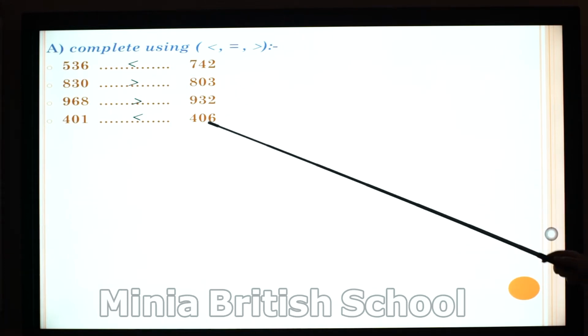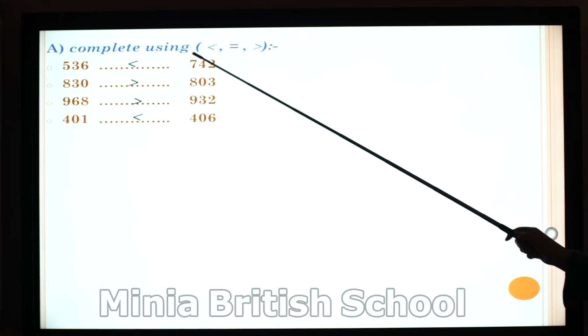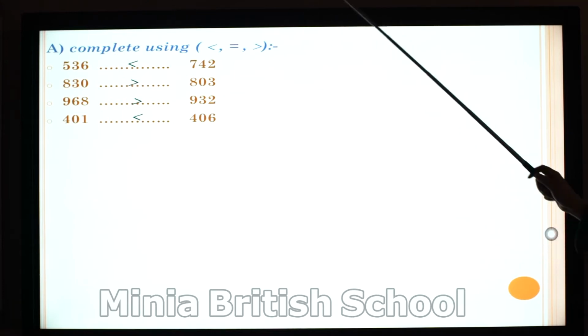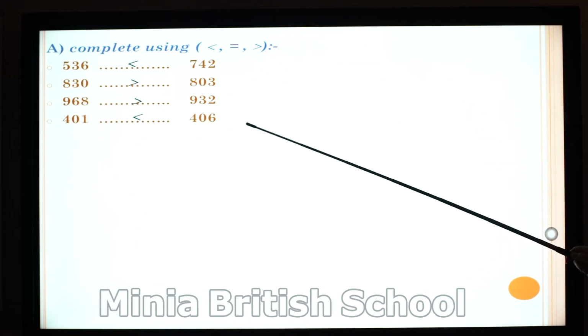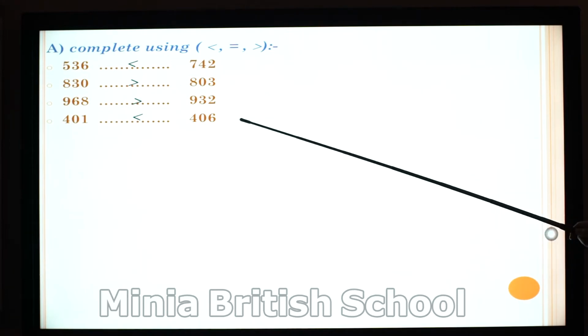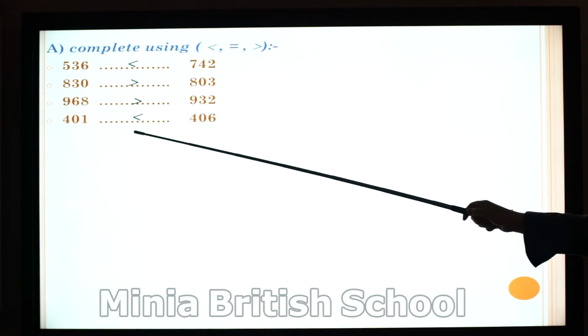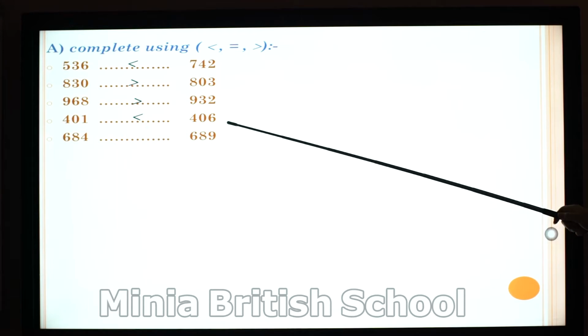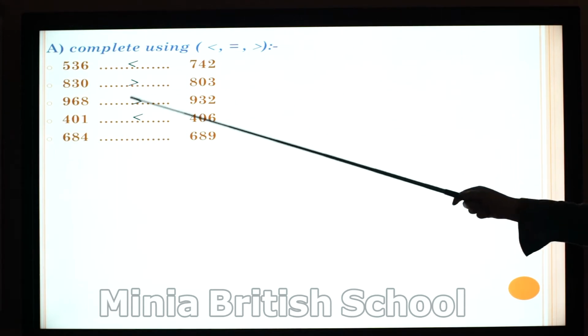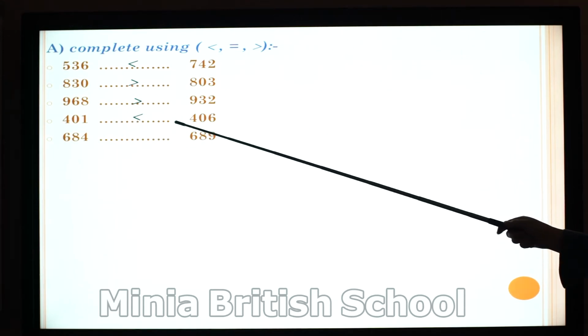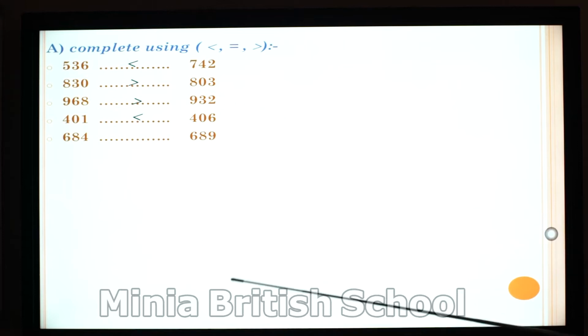Number 4. 401 and 406. 4 and 4 here. 0 and 0 here. But in units place it's 1 and the units place here it's 6. So 401 is smaller than 406.